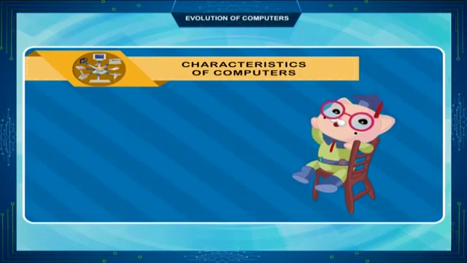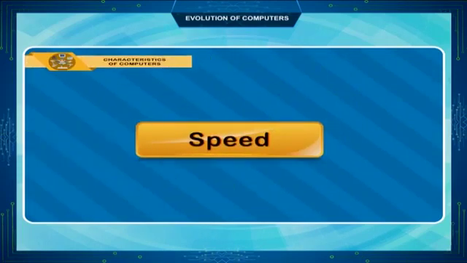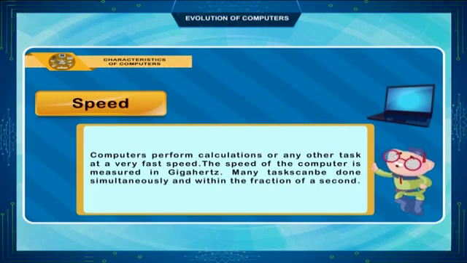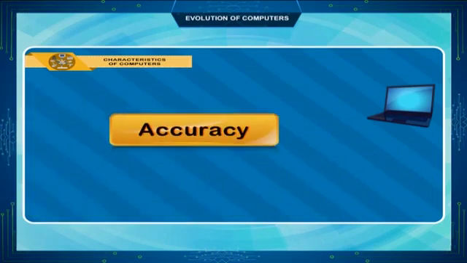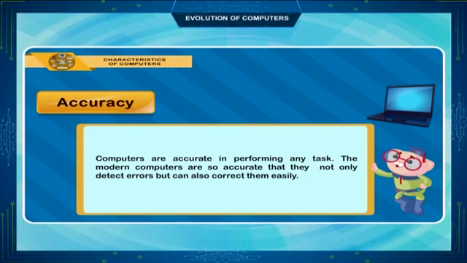Characteristics of computers. Speed. Computers perform calculations or any other task at a very fast speed. The speed of the computer is measured in gigahertz. Many tasks can be done simultaneously and within a fraction of a second. Accuracy. Computers are accurate in performing any task. The modern computers are so accurate that they not only detect errors but can also correct them easily.